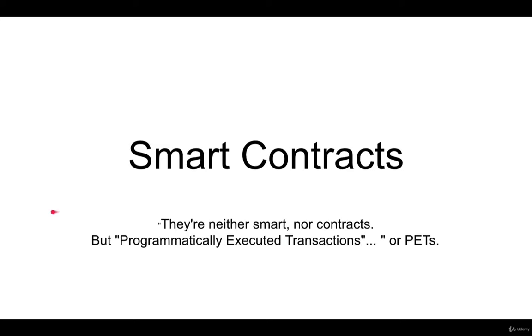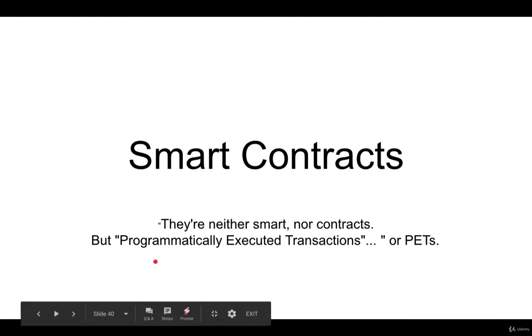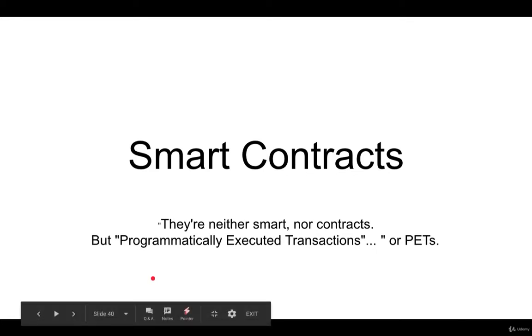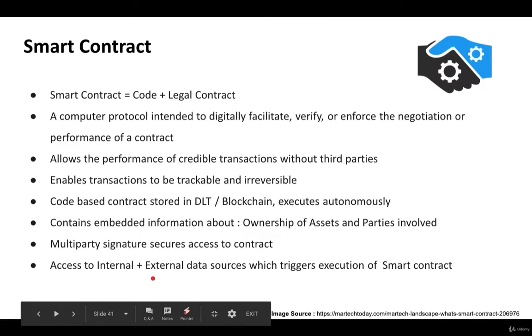So, smart contracts are actually neither smart nor contracts, but they are typically programmatically executed transactions, or PETs. What exactly does this mean? It's a transaction which is executed through a program. Now let's see further what a smart contract means.